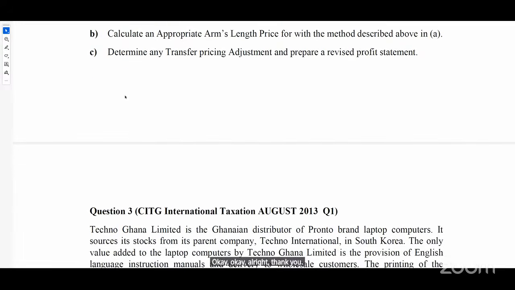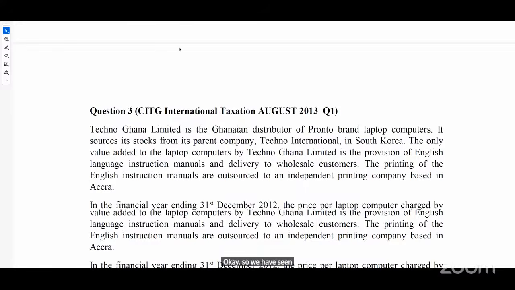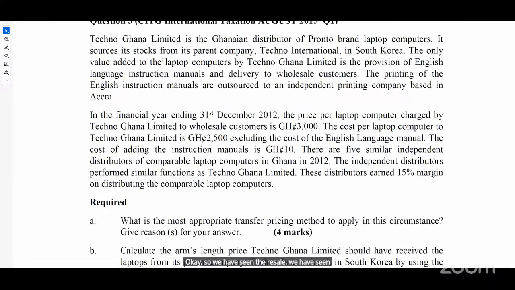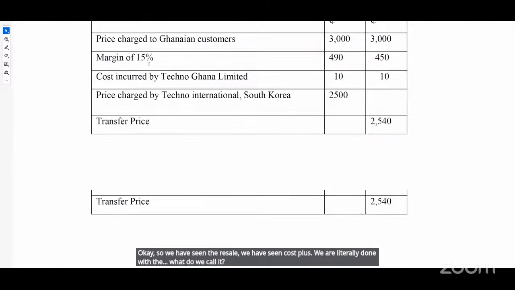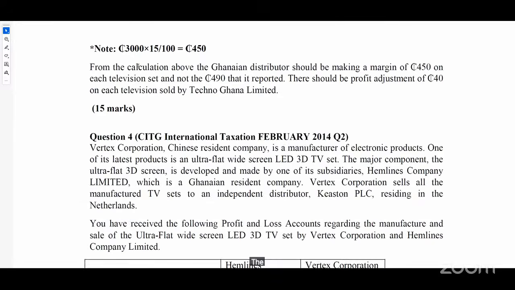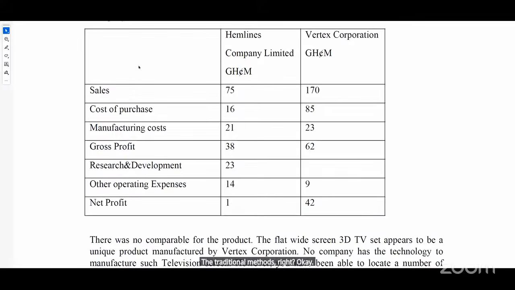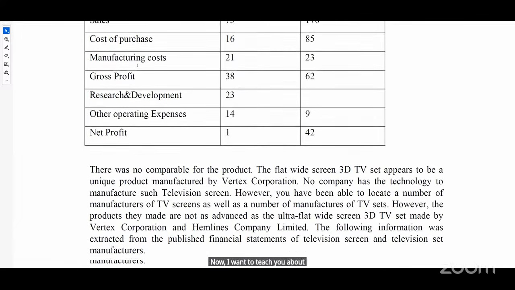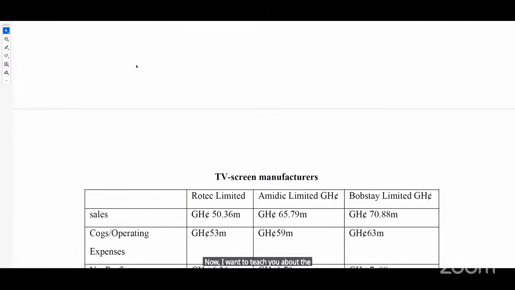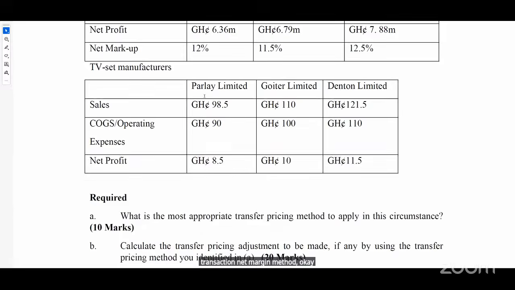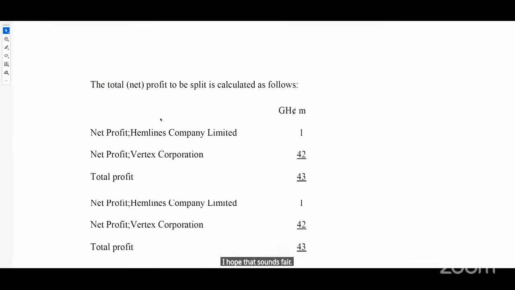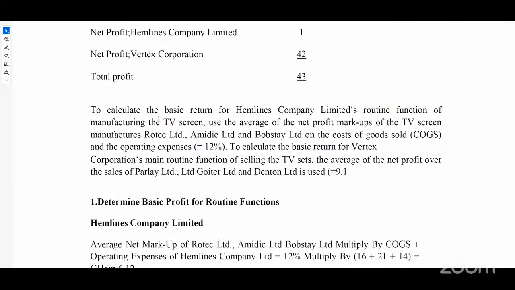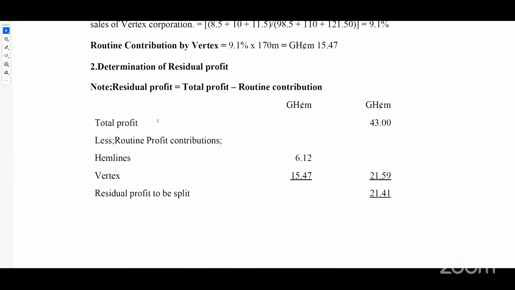Okay, so we have seen the resale, we have seen cost plus. We are literally done with the traditional methods, right? Now, I want to teach you about the transactional net margin method. Then after the transactional net margin method, we'll come and do profit split, then we close. I hope that sounds fair.